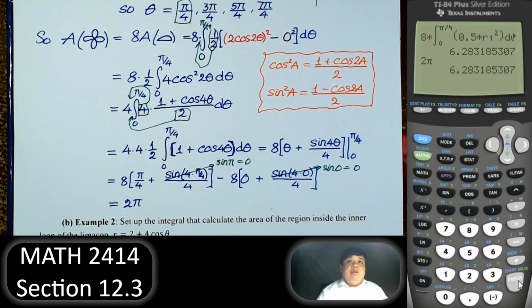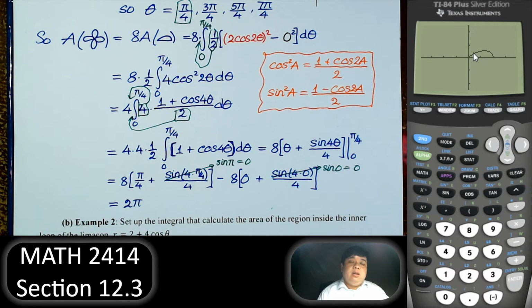So, before we do this, make sure we actually draw the graph and determine the limits. We graph it first and make sure that actually the area that we want, and then we can just go from there.